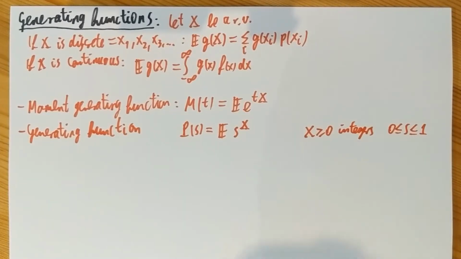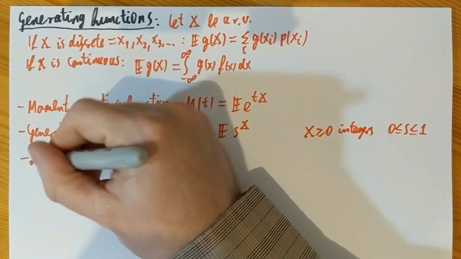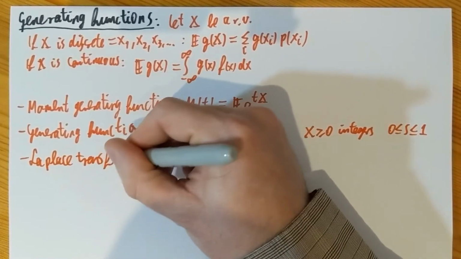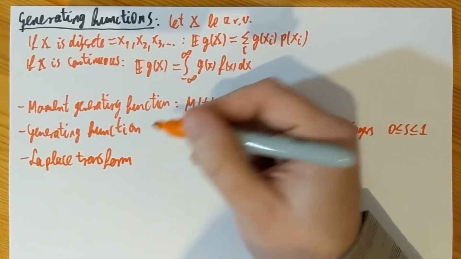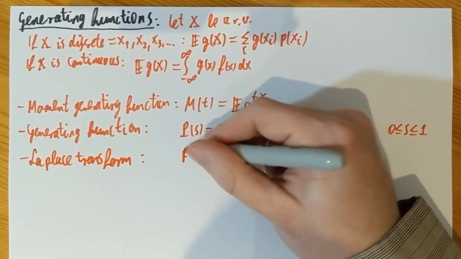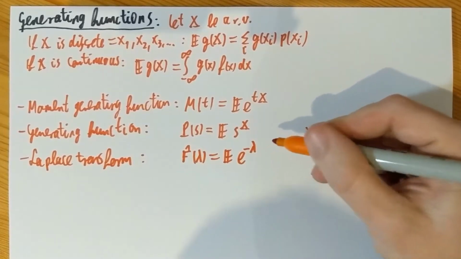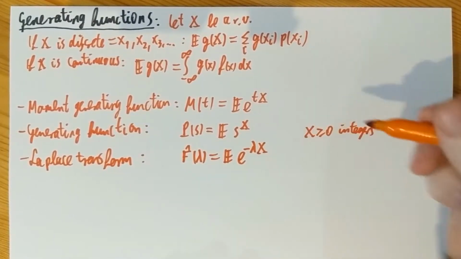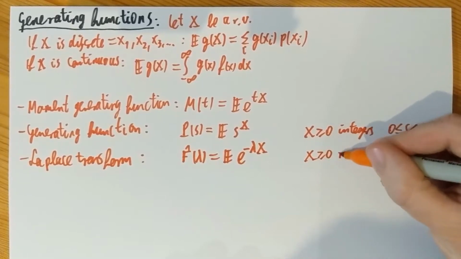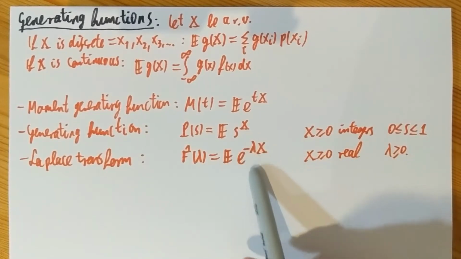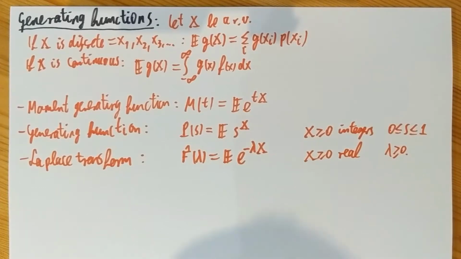Okay. The other one that some people use in some circumstances is called the Laplace transform. The Laplace transform is often denoted by f hat of lambda, and it's very similar to the moment generating function except for a negative sign up in the exponent. People usually use this for non-negative real random variables and lambda positive. That's the usual way of using it. The point is that if lambda is positive and x is not negative, then e to the minus lambda x is between 0 and 1, so this will always exist and have nice properties.